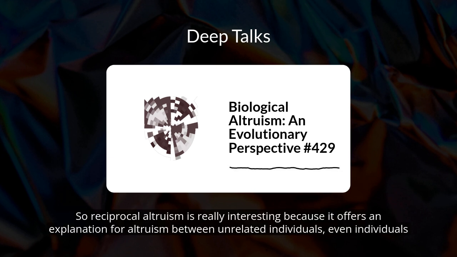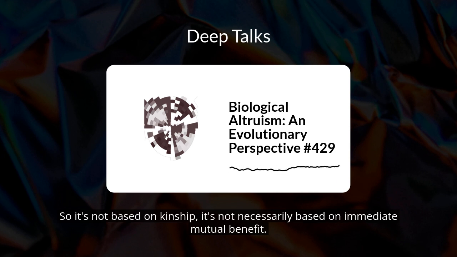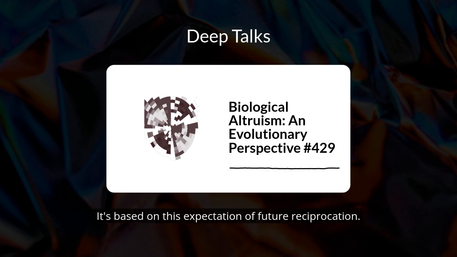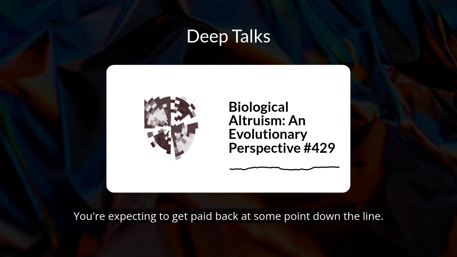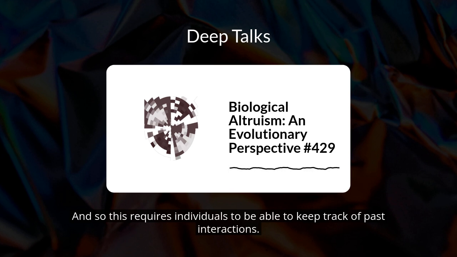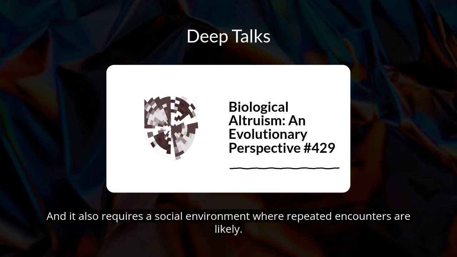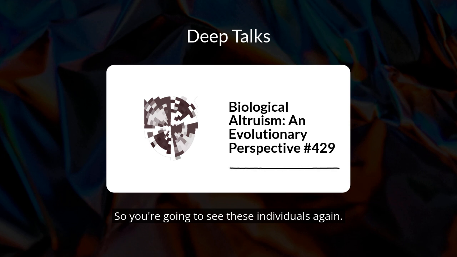So reciprocal altruism is really interesting, because it offers an explanation for altruism between unrelated individuals, even individuals of different species. So it's not based on kinship. It's not necessarily based on immediate mutual benefit. It's based on this expectation of future reciprocation. So you're expecting to get paid back at some point down the line. And this requires individuals to be able to keep track of past interactions. They have to remember who helped them, who cheated them. It also requires a social environment where repeated encounters are likely, so you're going to see these individuals again. It's like building trust, like a community.